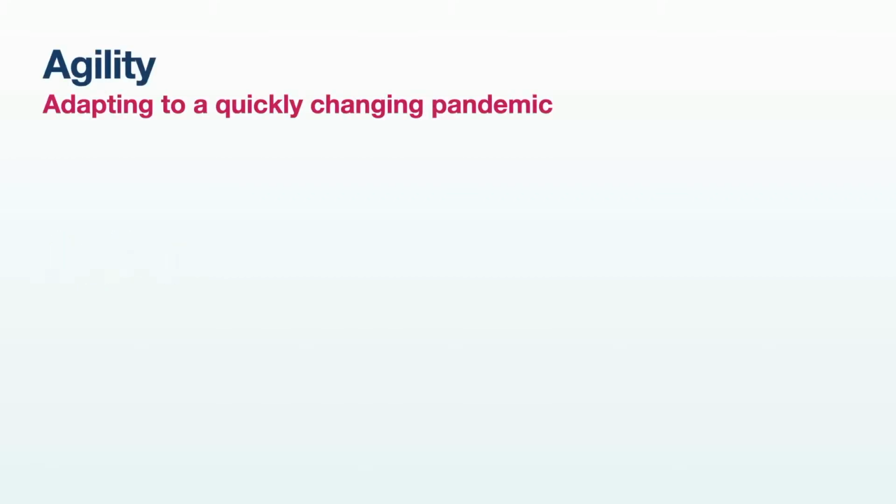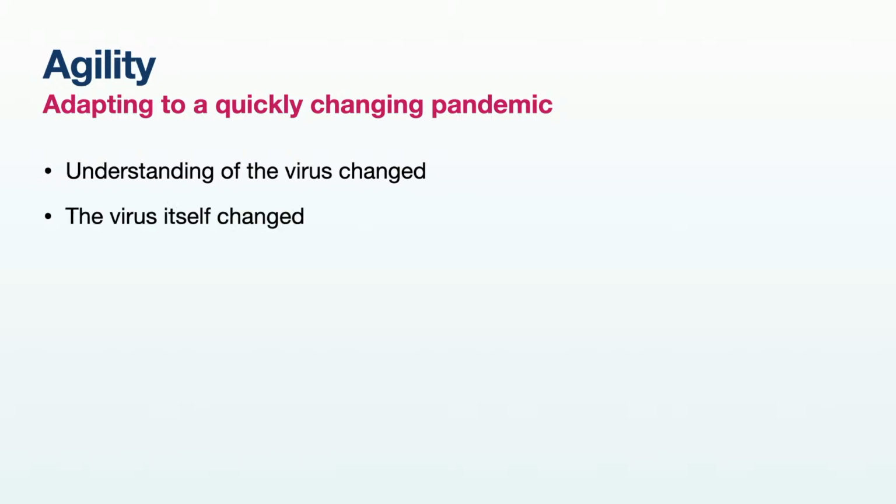Then I want to talk to you quickly about agility. So obviously this was a very high pressure environment, this development. And we really want to remain as agile as possible to adapt to a quickly changing pandemic. Because our understanding of the virus changed, right? What it was, how it infected people, what were the risks. And then actually even the virus itself changed over time. We got different strains. And then based on those changes, the policy itself from the government also changed.